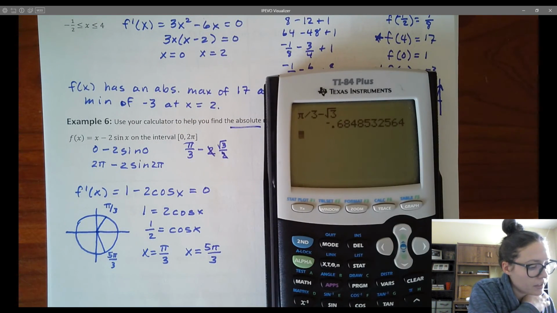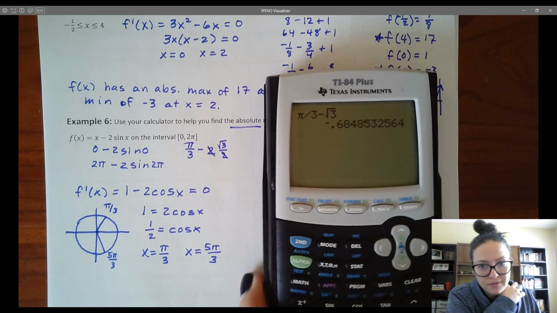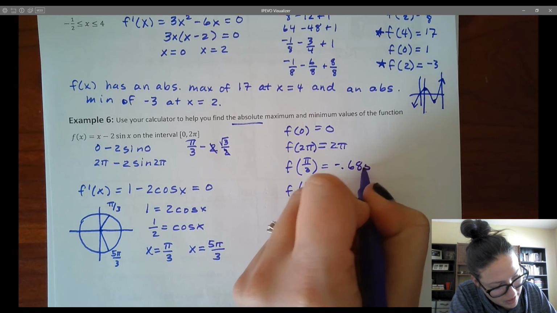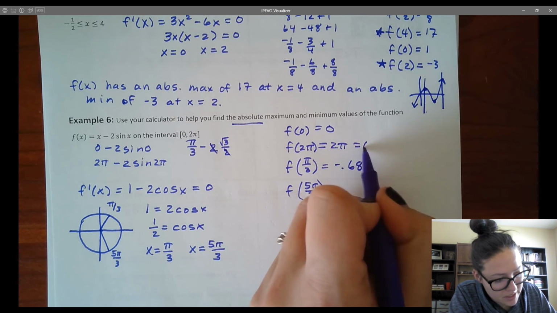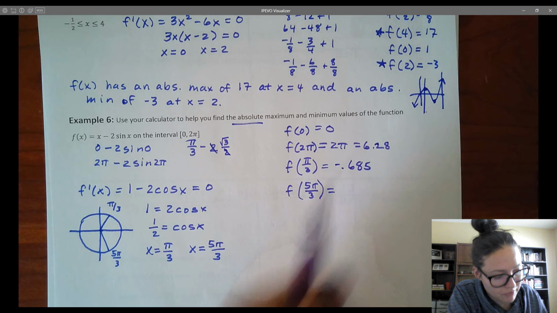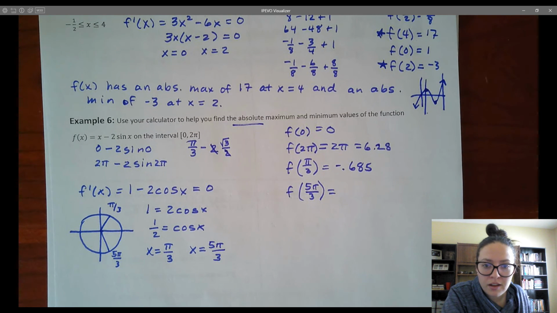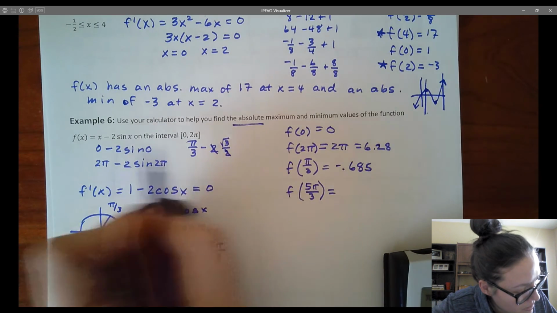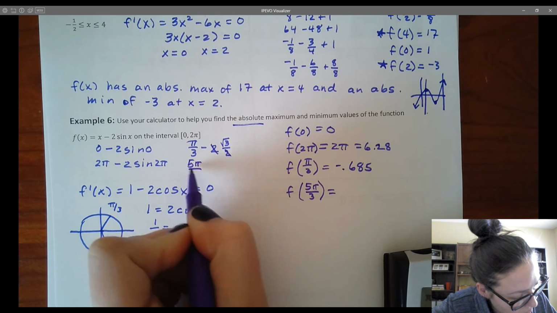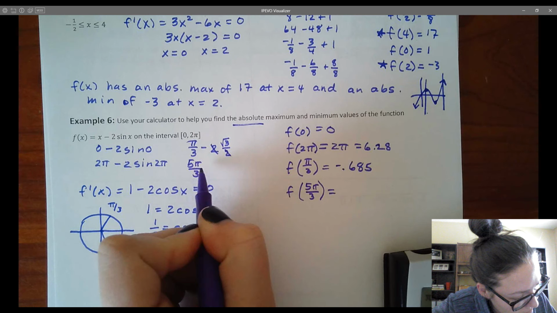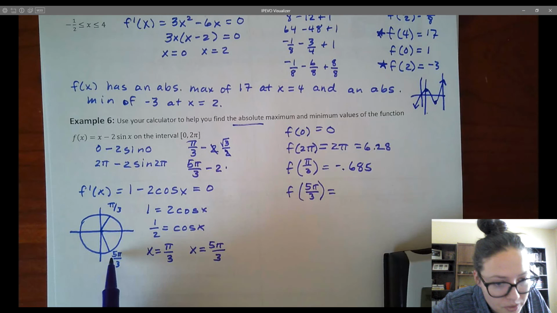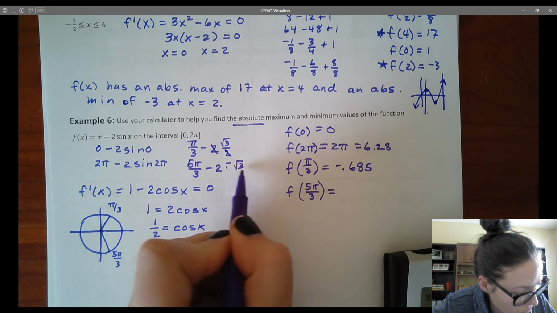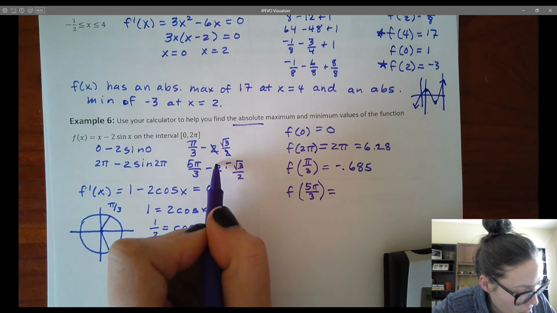Okay, 5 pi over 3. So I'm going to have 5 pi over 3 minus 2 times, now sine of 5 pi over 3 is negative square root of 3 over 2. So once again, I'm going to cancel those out, and that's going to be 5 pi over 3 plus square root of 3, which gives me 6.968.